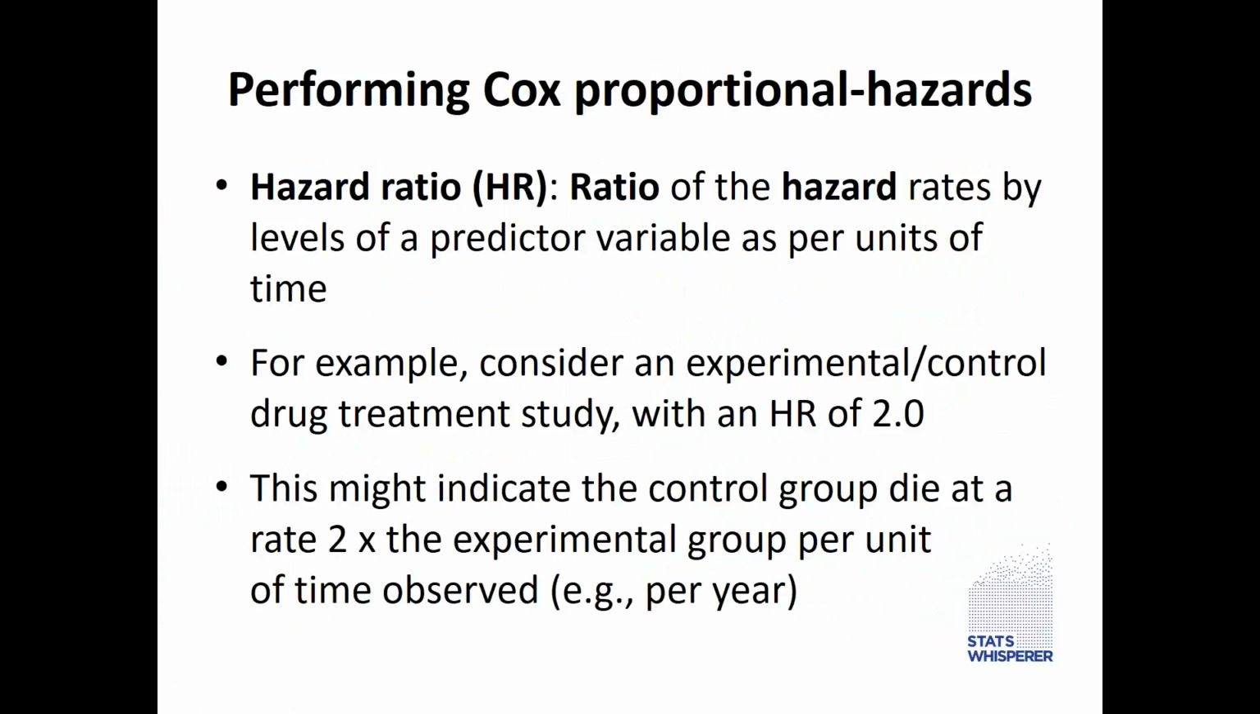So for example, if we had an experimental controlled drug treatment study with the survival curve and we had a hazard ratio of 2, that might indicate the control group dies at a rate 2 times the experimental group in the unit of observed time. So if that's in a year, they're twice as likely over the course of the year to experience the event, which is unfortunately mortality.